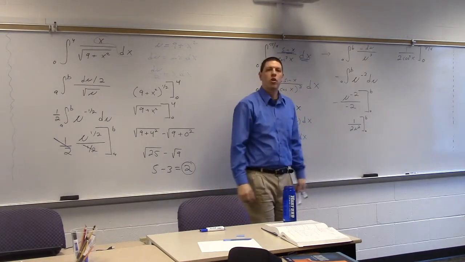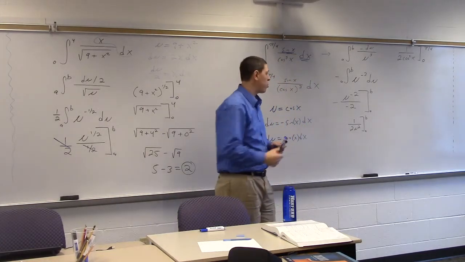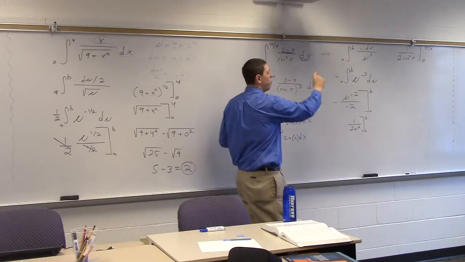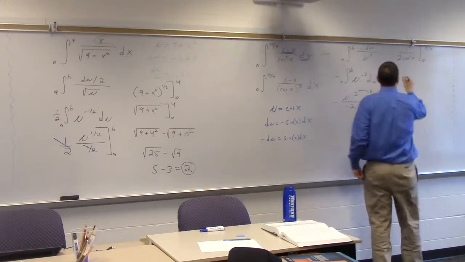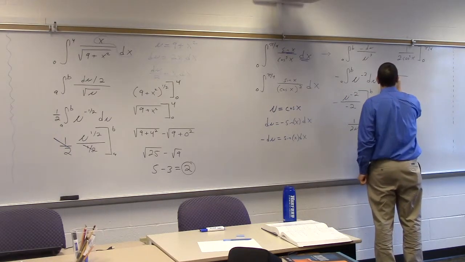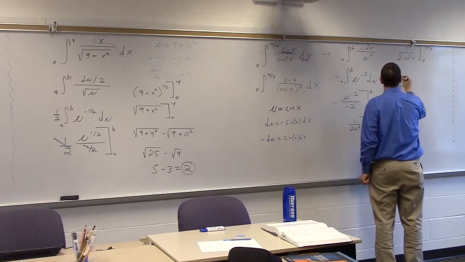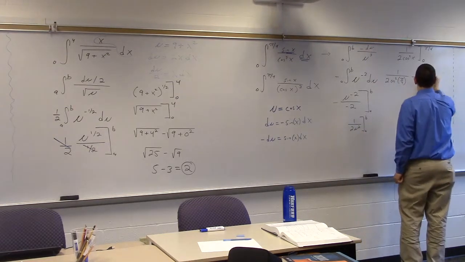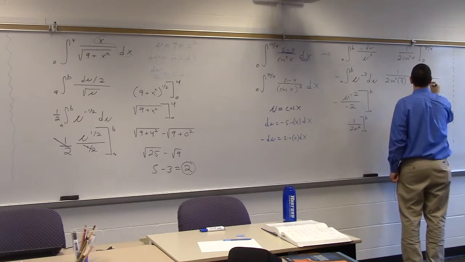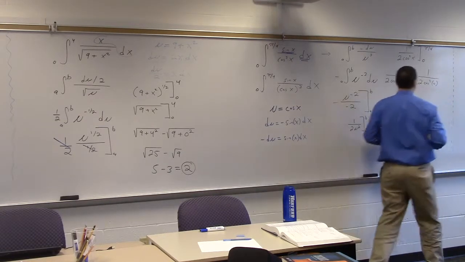At this point, we just go ahead and utilize the fundamental theorem of calculus. I'm going to substitute pi fourths back in. I'm going to substitute 0 back in. So now I end up with 1 over 2 cos squared of pi fourths minus 1 over 2 cos squared of 0.